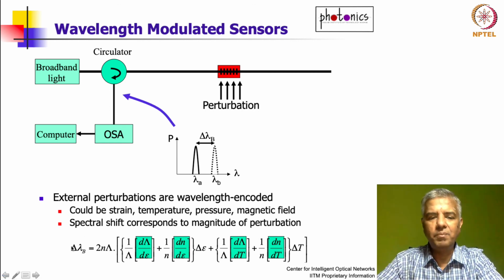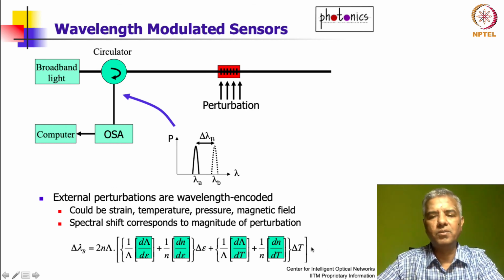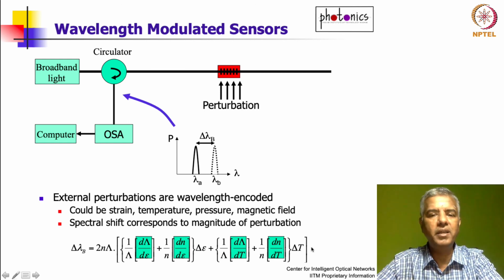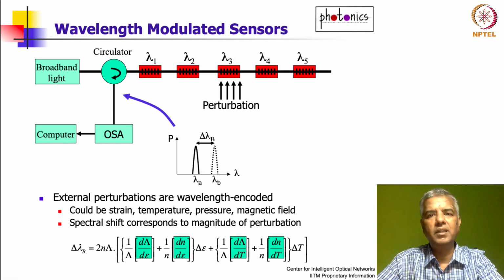So whenever you see a change in Bragg wavelength, you don't know whether it's because of a change in strain or because of a change in temperature. So you need to be a little careful about that, and these are issues that we will talk about at a later point. But the key takeaway is that this is a wavelength modulated sensor, because now we are looking at changes in wavelength to understand the strength of the perturbation. And the interesting thing is it can be extended to multiple positions or multiple regions of interest.